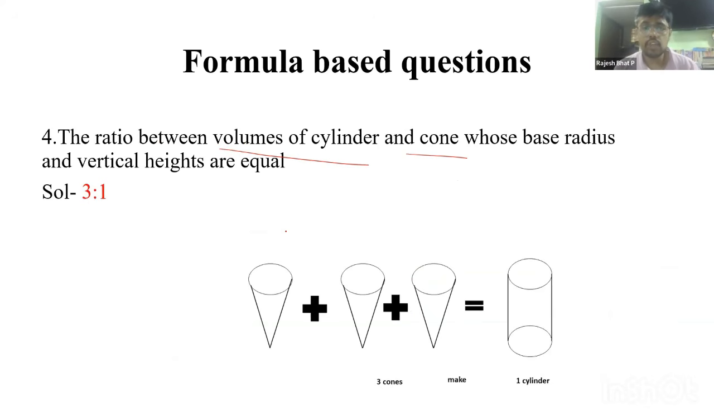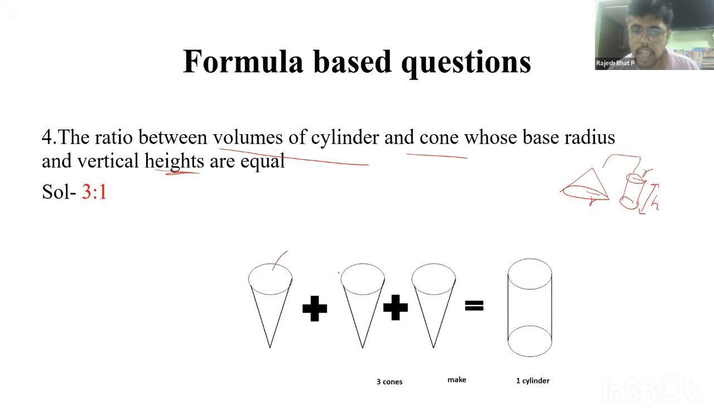Write the ratios of volumes of cylinder and cone whose base and heights are same. This should be well remembered. If you take a cone and a cylinder, remember this criteria: if both have the same radius and the same height.